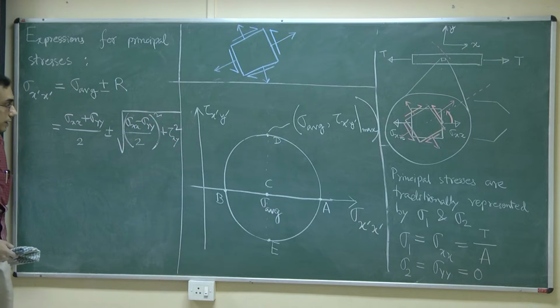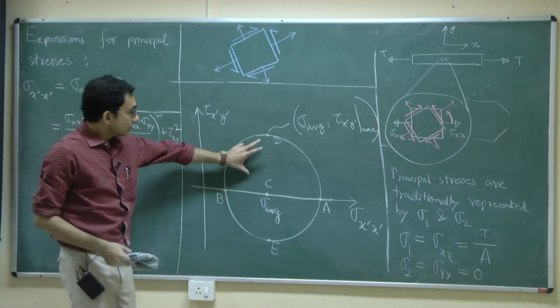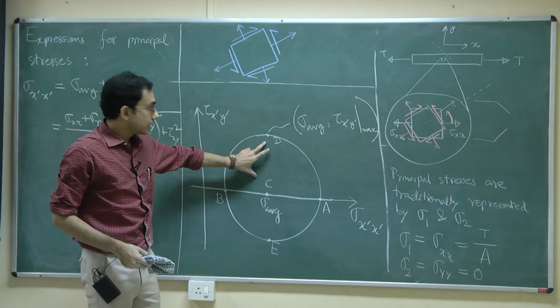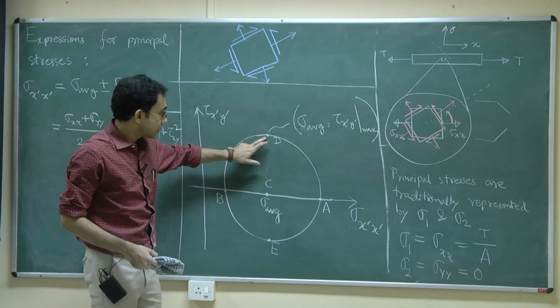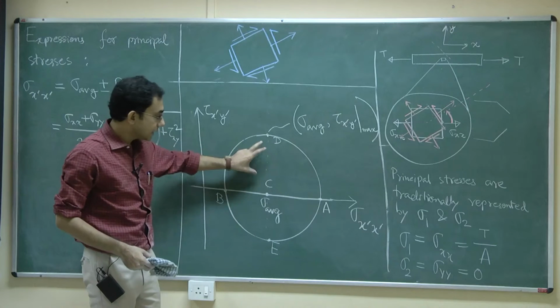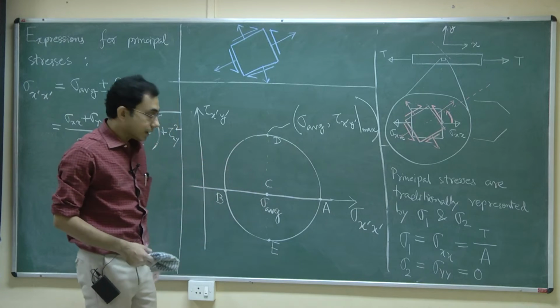So, these are the expressions of the principal stresses, and what do you think should be the expressions for the maximum shear stress? Well, we have already said that D is where the maximum magnitude of the shear stress is occurring. So, that is nothing but the radius, and this is also the radius.